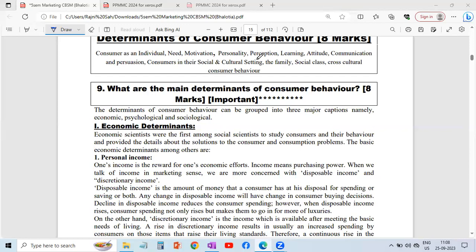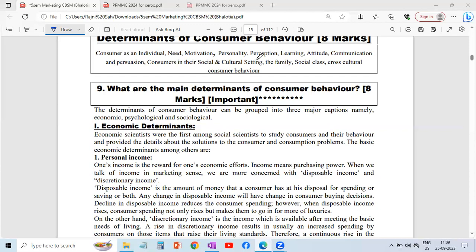The first one here is personal income. Obviously, as I told you, marketing can only be successful if the product is achievable. If the product is very costly, beyond the expectations of the consumers, then ultimately they will not be able to afford it, right? So PP, purchasing power or personal income, is very much important.